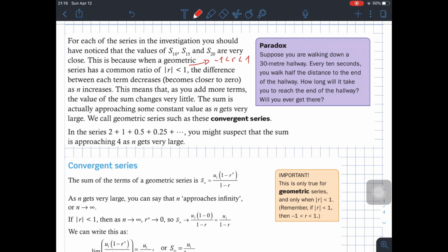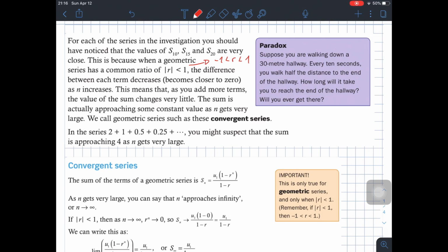This is because when a geometric series has a common ratio r less than 1, the difference between each term decreases, becomes closer to 0, as n increases. This means that as you add more terms, the value of the sum changes very little. The sum is actually approaching some constant value as n gets very large. We call geometric series such as this convergent series. So that's the definition of a convergent series.